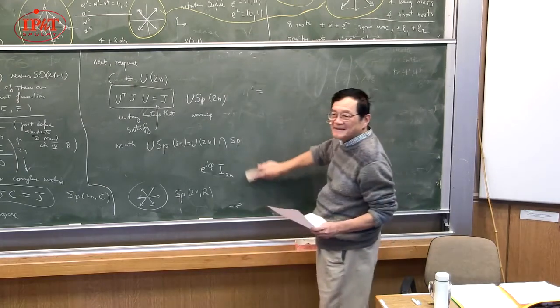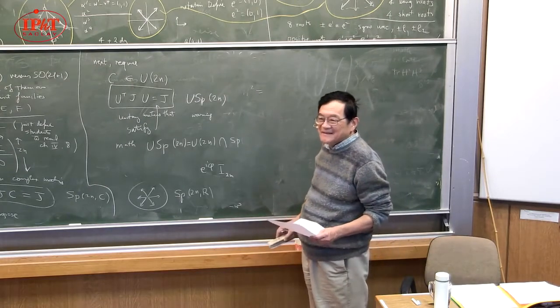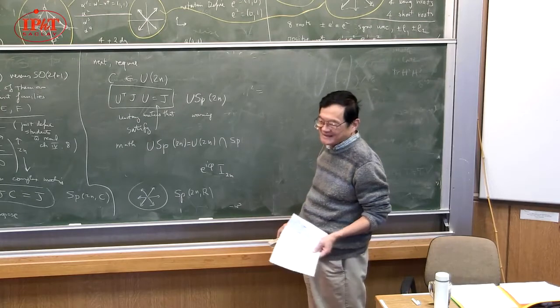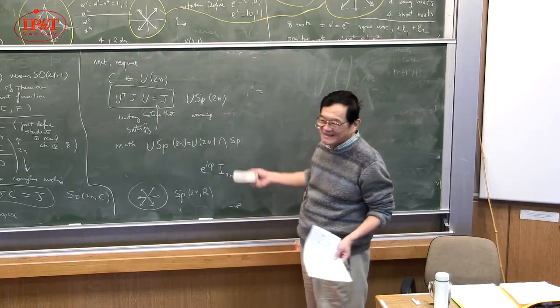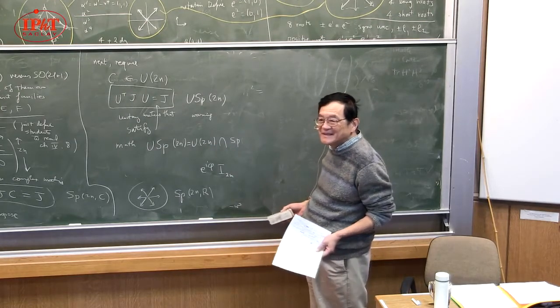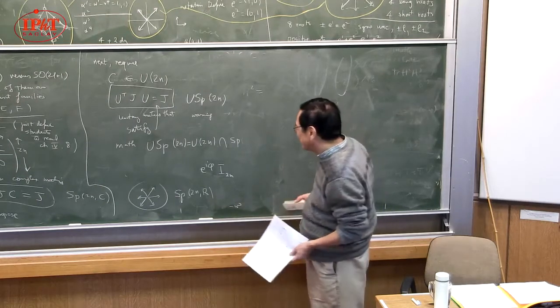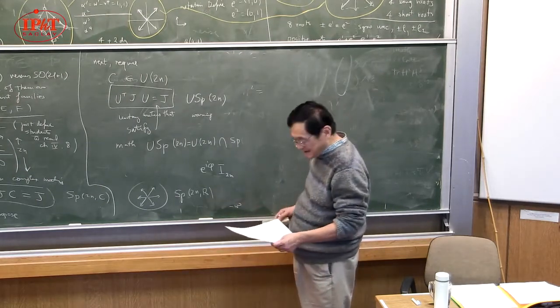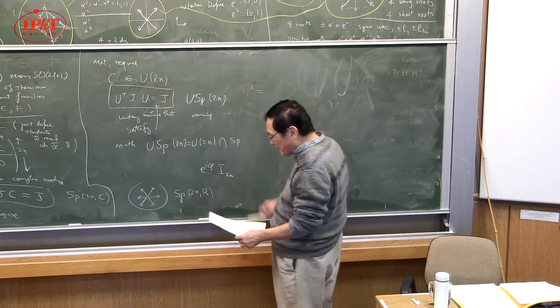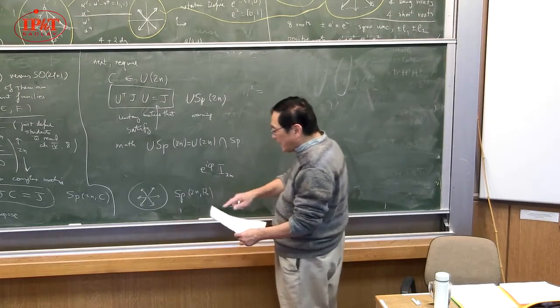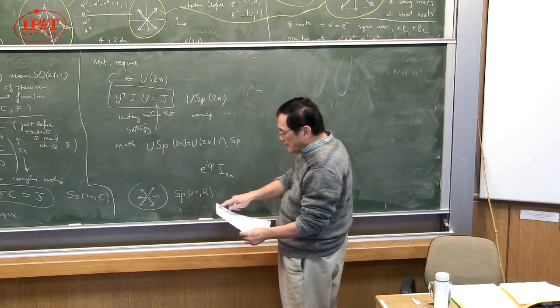You meant that USP2N is not identical to U2N. Yeah, that's for sure. But it's still a subgroup. Yeah, I said something wrong. Okay, so let me not worry about this at this point. I want to move on.